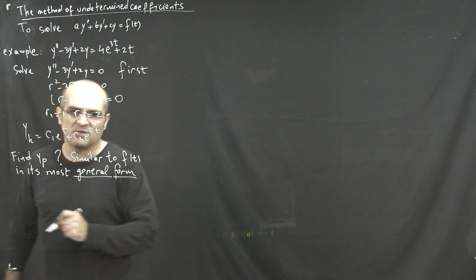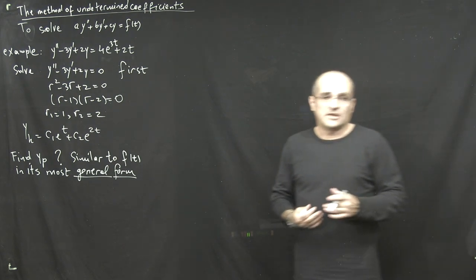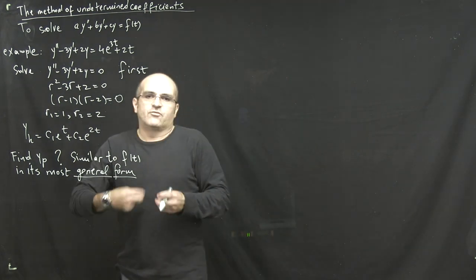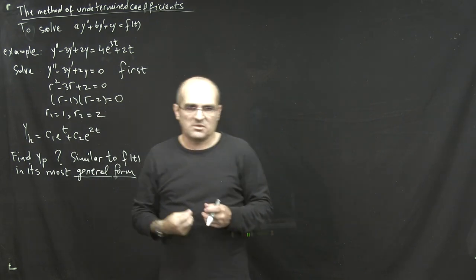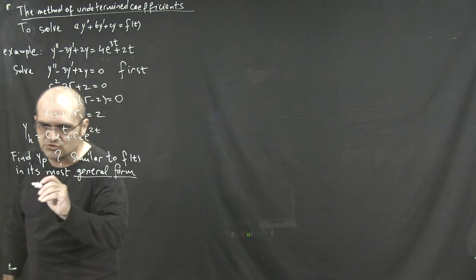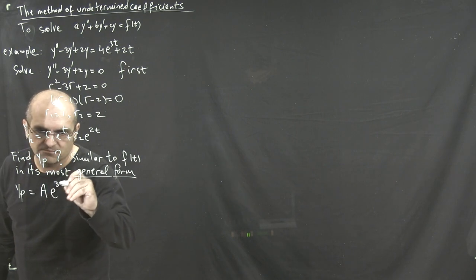That's the key thing, right? One of the mistakes people make is to not take it general enough. And of course, with coefficients to be determined, we don't know which coefficients will match. We will determine that through the process. So in this case, I'm going to choose yp to be a constant times e to the 3t.